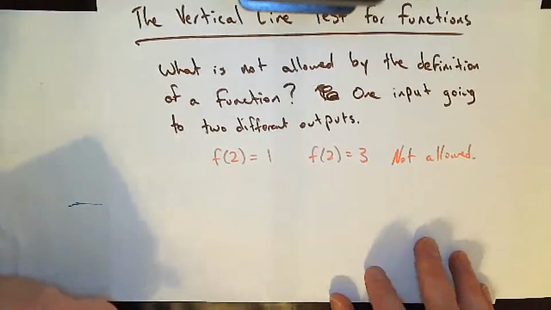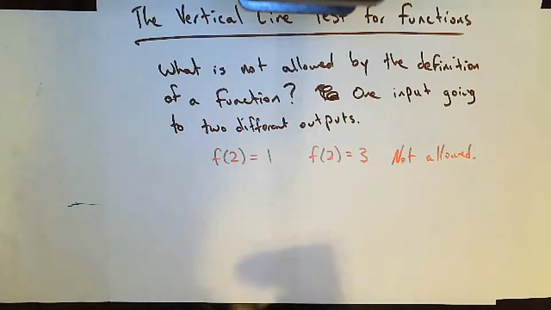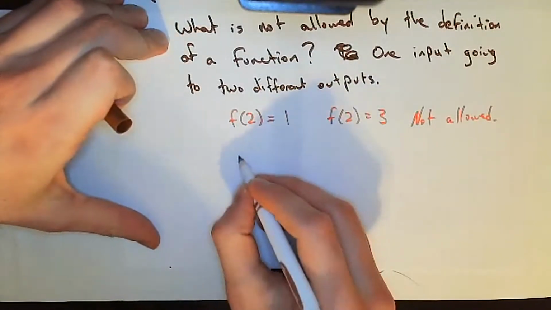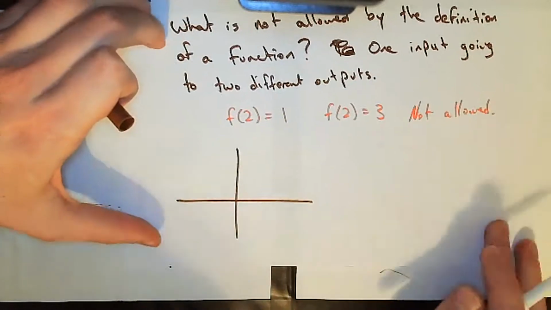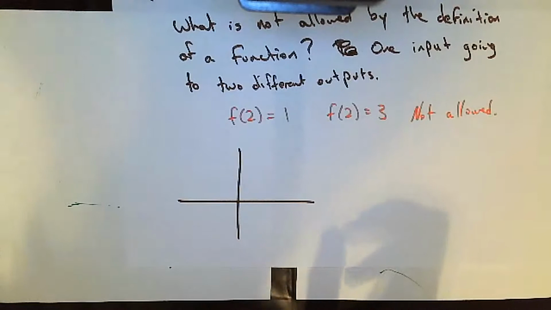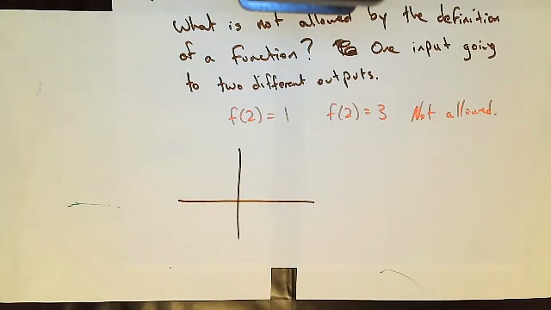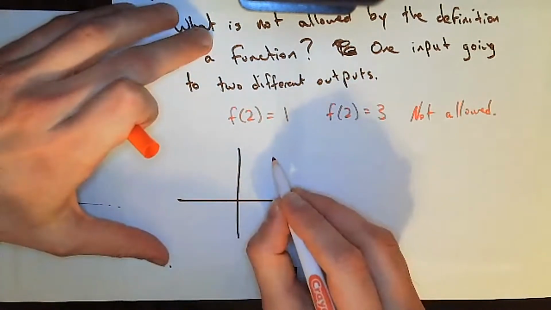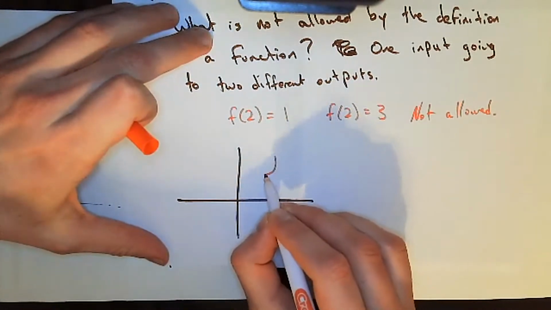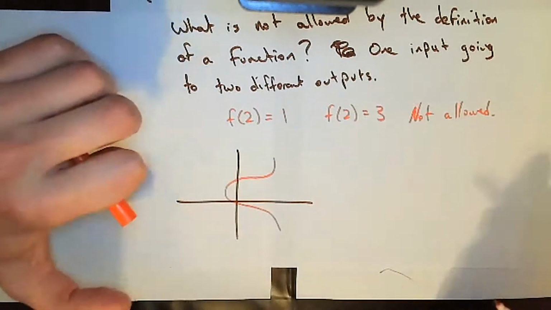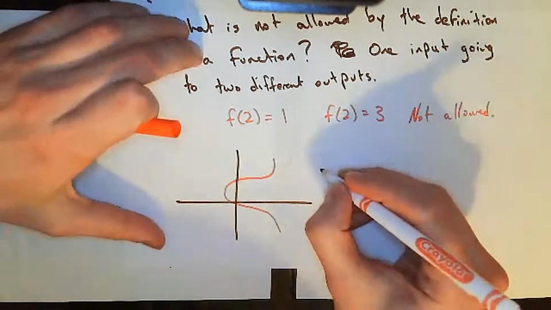Okay, so how does this translate to a picture? Well, say I've got some curve on a graph that's supposed to represent a function, maybe or maybe not. How do I know if it represents a function? Well, what if I have a curve that does something like this? I don't know, something like that. This is not a function.